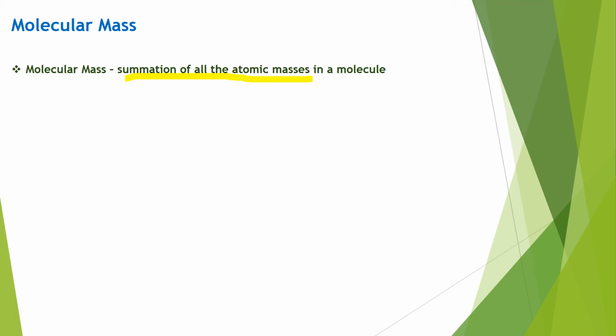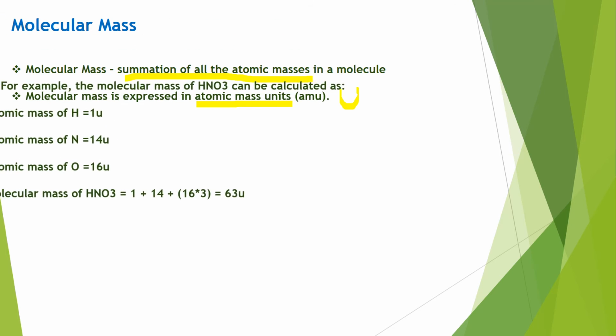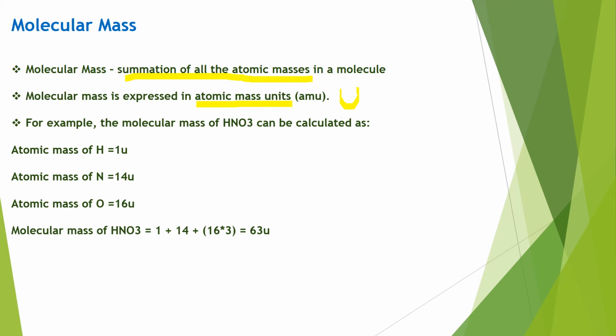So you have to add all the atomic masses, and whatever you are getting, that is the molecular mass. So atomic mass you should know, you should have the idea. Now molecular mass is always expressed in atomic mass units, AMU, or in short form we write just U, right? Then one example I have done for you, that is HNO3, nitric acid.